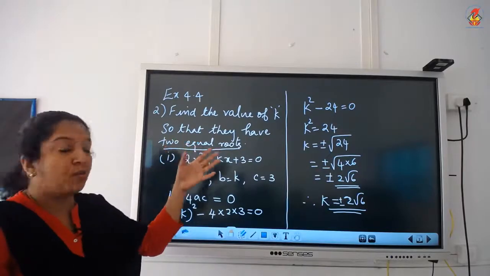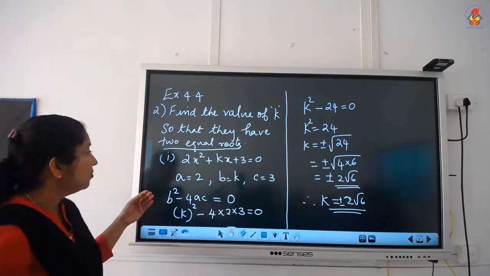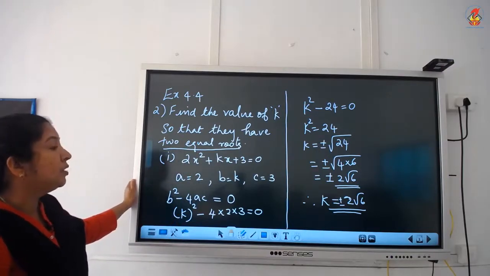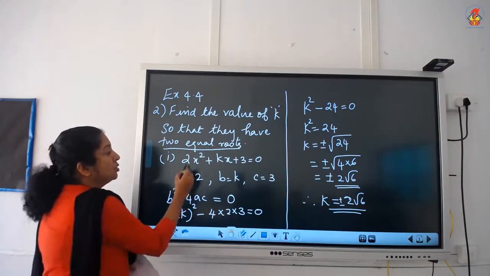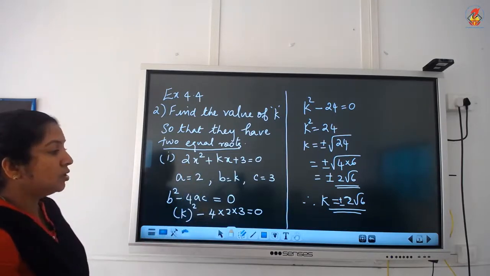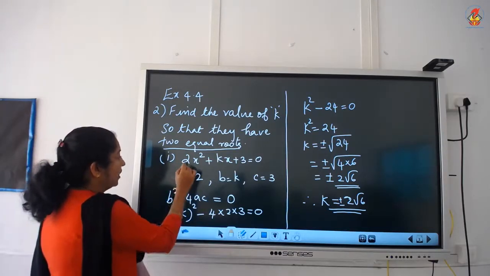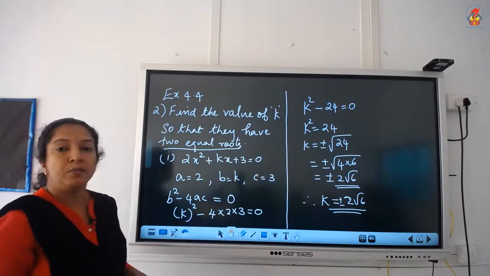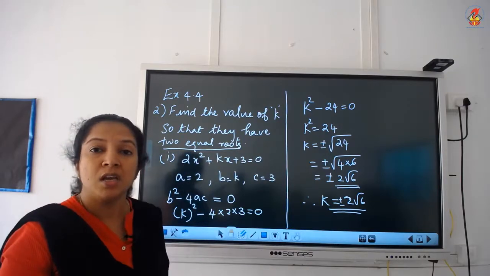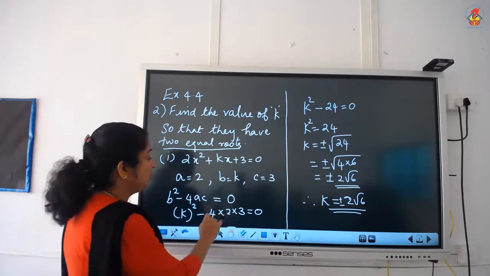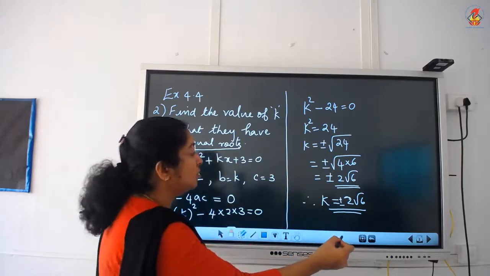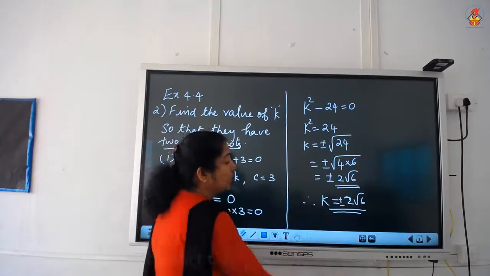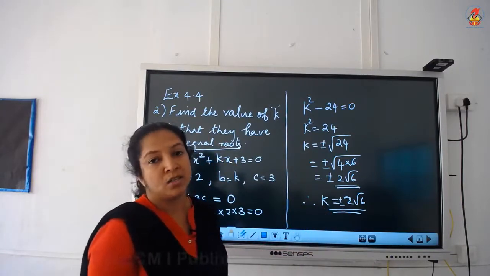Here the question is to find the value of k so that the quadratic equation has two equal roots. So, 2x square plus kx plus 3 equal to 0 is given. a is equal to 2, b is equal to k and c is equal to 3. Two equal roots means b square minus 4ac equal to 0. So, k square minus 4 into 2 into 3 is equal to 0. Finally, what we got is k square is equal to 24. From that we can write k is equal to plus or minus 2 root 6.